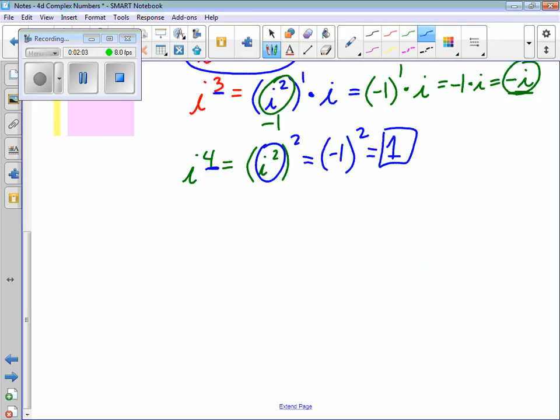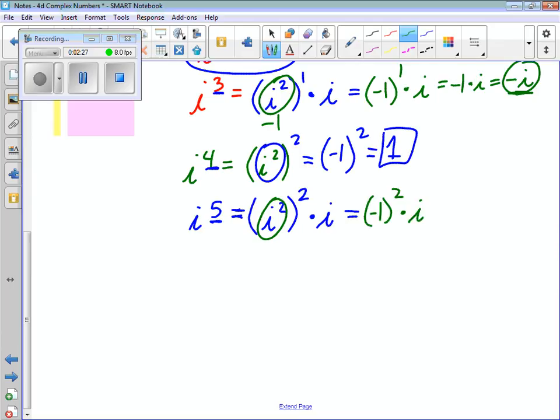We keep going with this. i to the fifth. How many i squareds can I divide out of i to the fifth? That's 2. That only makes up 4. I need 5. So I multiply by another i to get 5, because they're equivalent. Now let's look at what we can simplify. i squared is -1. -1 squared is 1. 1 times i is i. So it's a positive i.